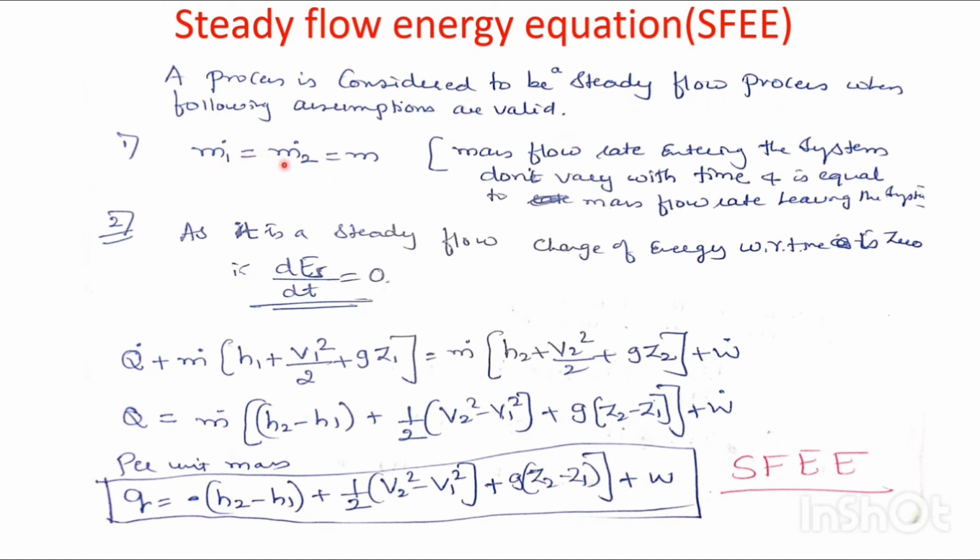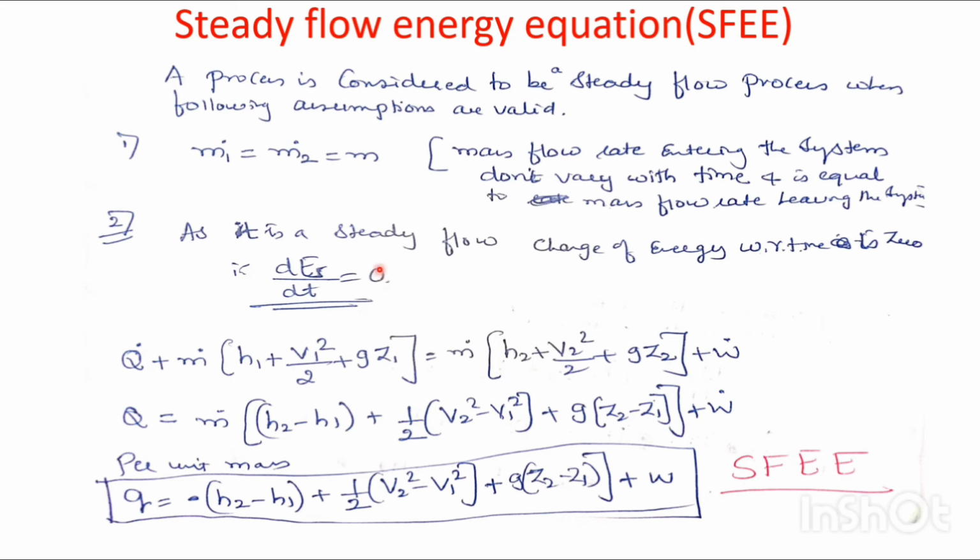ṁ1 equals ṁ2 equals ṁ. That means the mass flow rate entering the system should not vary with time and is equal to the mass flow rate leaving the system. It should be there for a steady flow process. Then, as it is a steady flow, the change of energy with respect to time is zero, that is dE_cv/dt will be equal to zero because there is no change in energy when it is a steady flow.